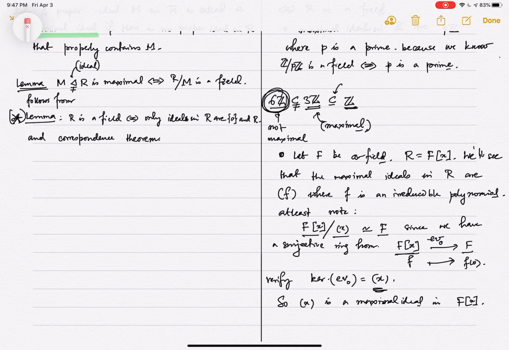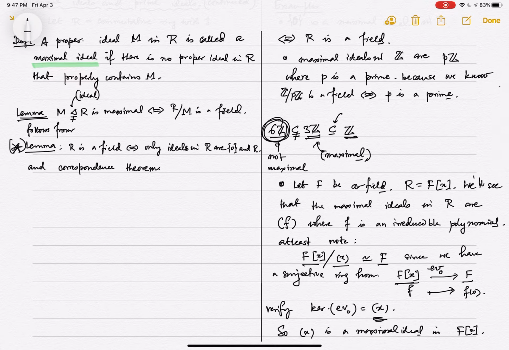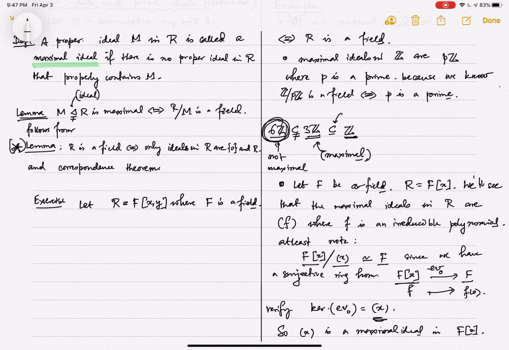And if you want more examples, maybe we'll give a couple more. Let's go to the two-variable polynomial ring. So for that, I need a little exercise here. Let R be the two-variable polynomial ring, where F is a field. So if you don't want to think about an arbitrary field, you can take F to be real numbers or rational numbers or something.